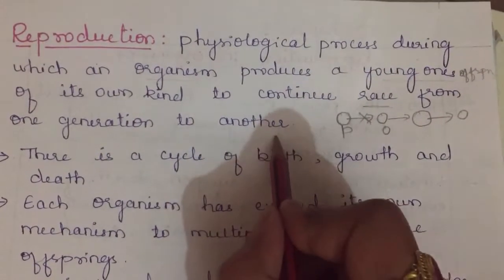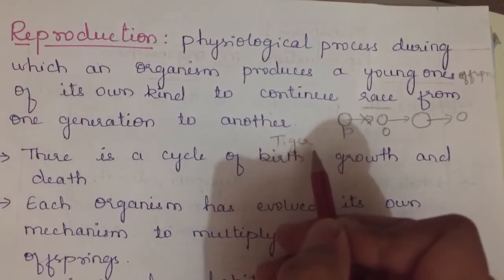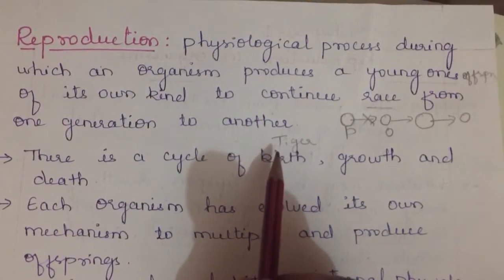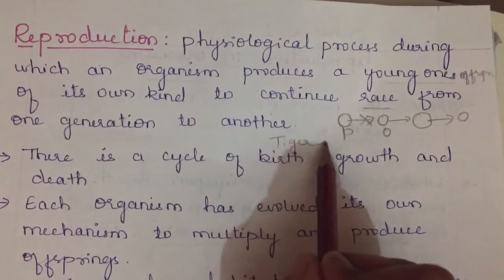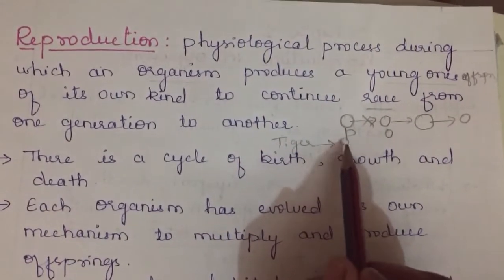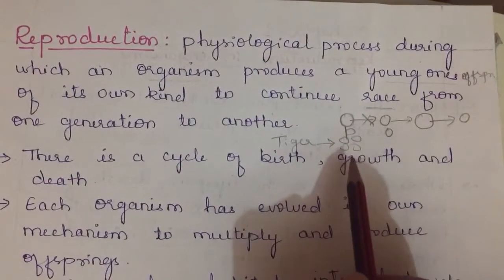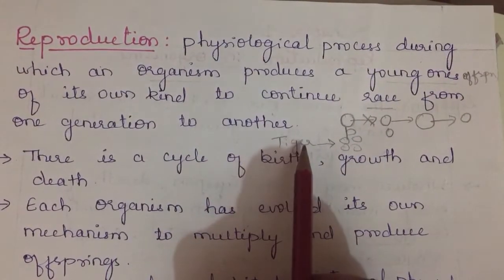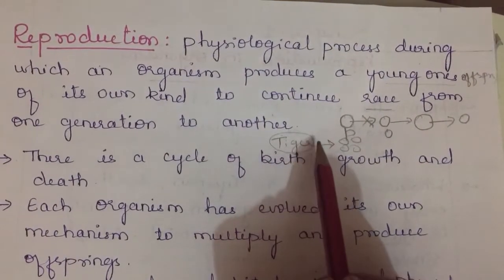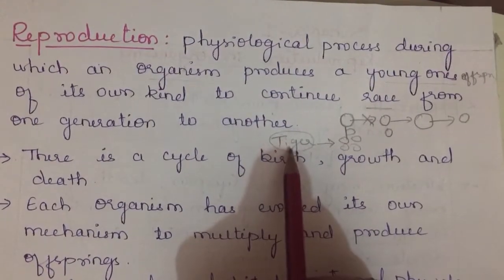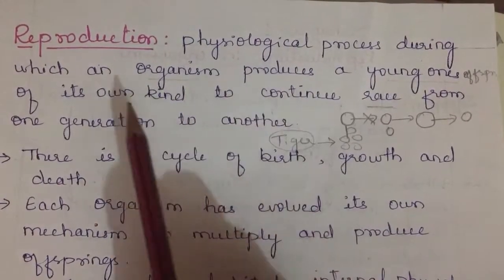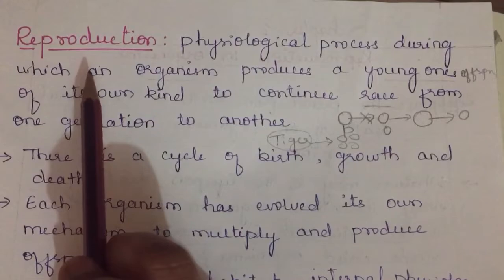For example, if we talk about the tiger species, its number has been reduced. There are many reasons behind this, but one of them is that the reproduction rate has been reduced. If their reproduction rate increases, then the number of tigers will increase. So if reproduction is there, only then will the tiger species continue their generation. If there is no reproduction in tigers, then one day there will be extinction of this species. Hope you understood this: reproduction is very much essential for every organism.